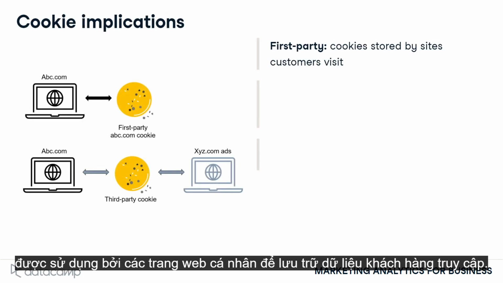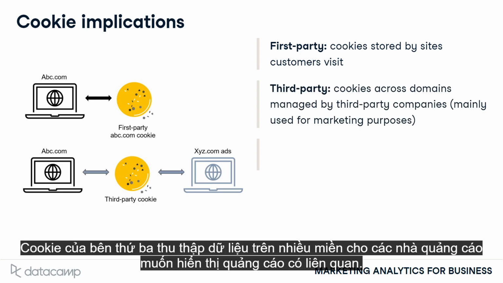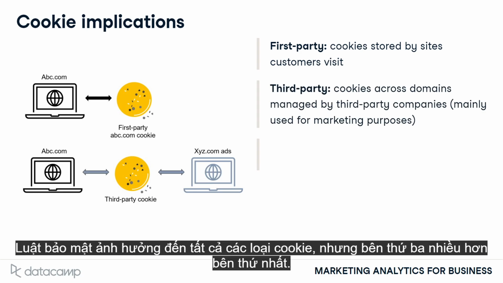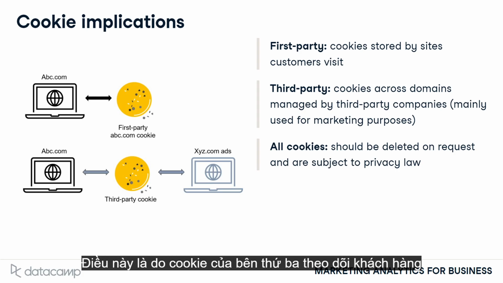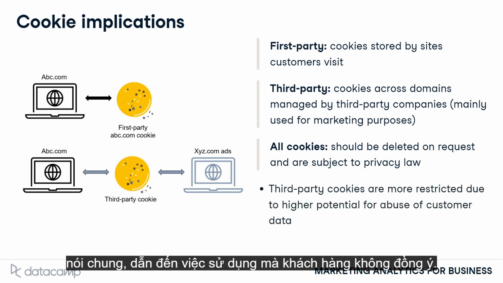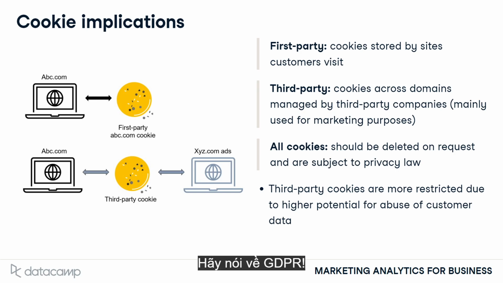First-party cookies are used by individual websites to store visiting customer data. Third-party cookies collect data across many domains for advertisers who want to display relevant ads. Privacy laws impact all types of cookies, but third-party more than first-party. This is because third-party cookies track the customer broadly, which leads to uses that the customer did not agree to. Marketing analysts must keep this in mind and be aware of which type of cookies capture marketing data.